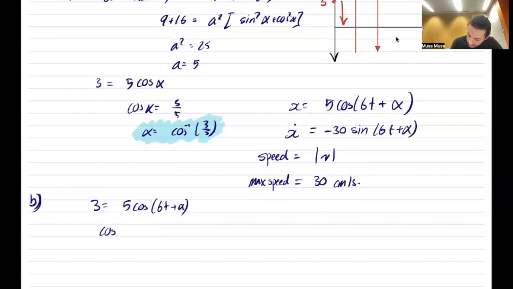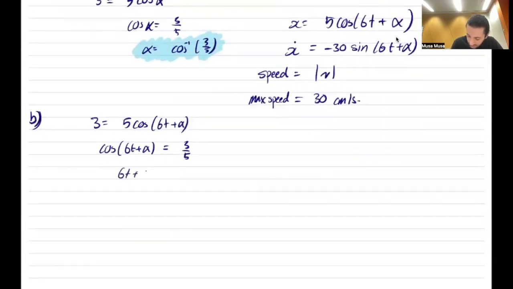That means cos of 6t plus alpha equals 3 on 5, which means 6t plus alpha equals cos inverse of 3 on 5. And what can we do from here? We can minus alpha and then divide by 6.